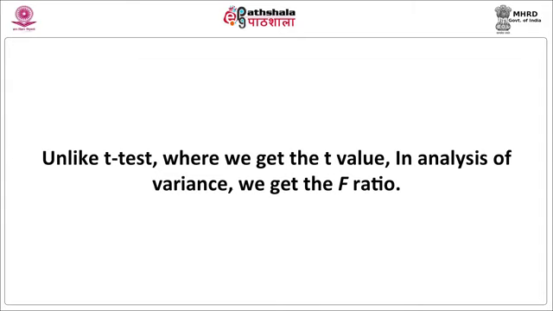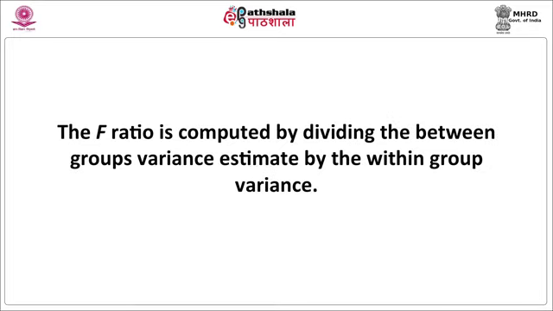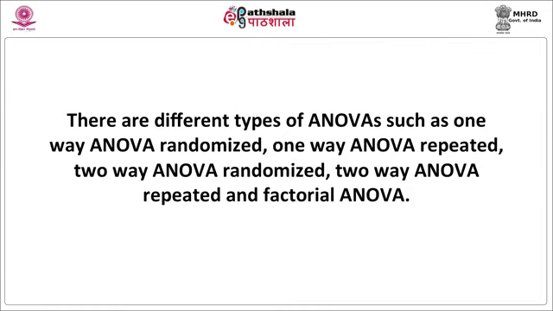Unlike t-test, where we get the t-value, in analysis of variance, we get the F ratio. The F ratio is computed by dividing the between group variance estimate by within group variance. There are different types of ANOVAs, such as one-way ANOVA randomized, one-way ANOVA repeated, two-way ANOVA randomized, two-way ANOVA repeated, and also factorial ANOVA.